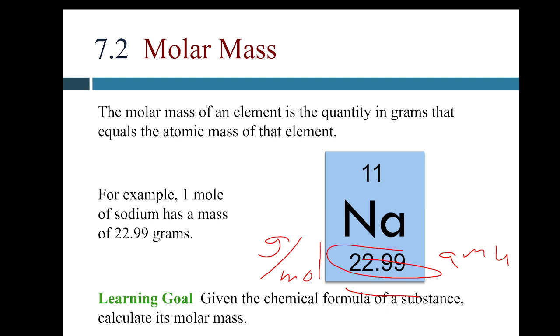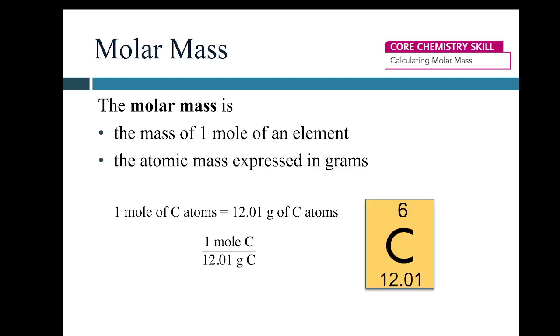Okay, so remember, when you look at the periodic table, that number is both an atomic mass, the weighted average of the atomic masses, and that number is also molar mass. They are exactly the same number, just with different units depending on what you want to use. Molar mass is the mass of 1 mole of an element. It has the same number as the atomic mass, just expressed in grams for 1 mole of that element. Here we see the carbon one, again just that number from the periodic table.